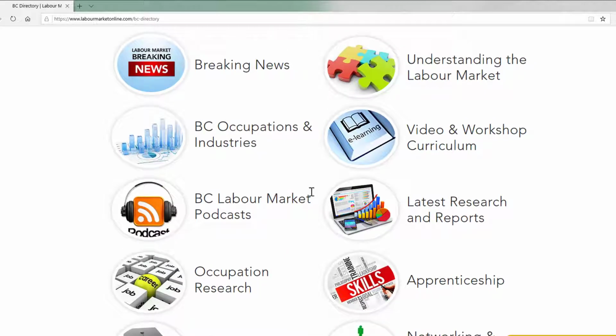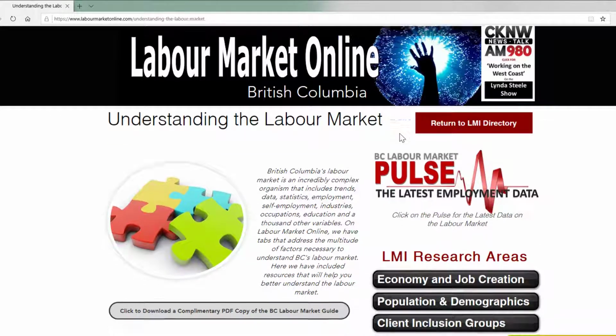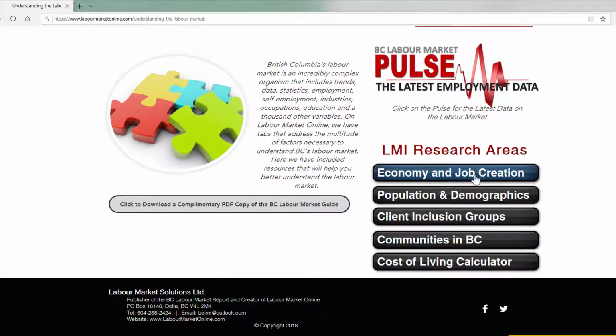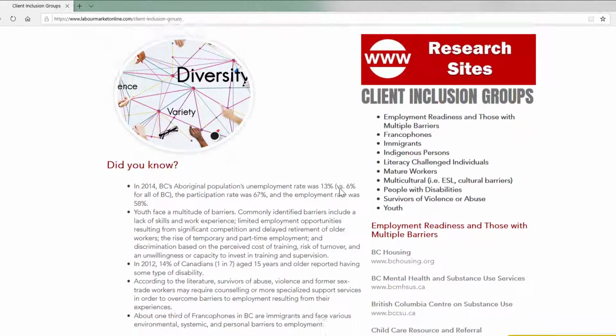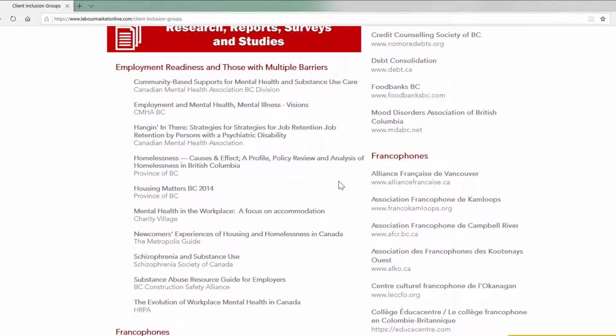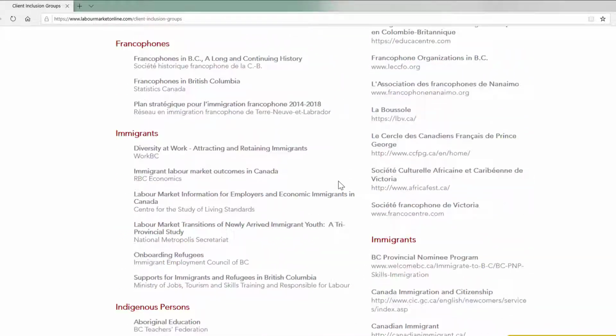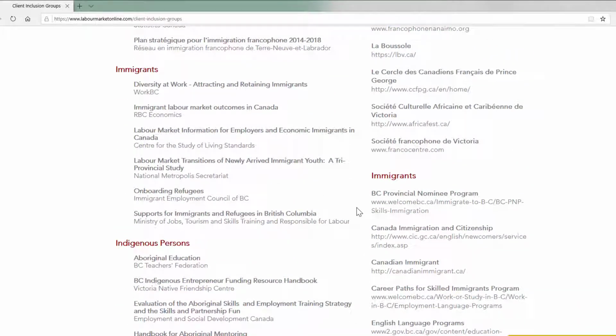And so if we're starting off and wanting to have a better sense of the labour market or sort of larger research that's out there, we can click on Understanding Labour Market Information, and we immediately have subtopics of the economy and job creation, population and demographics, client inclusion groups, communities in BC, cost of living calculator. And so we can click on any one of those, and suddenly we have immediate information divided up to employment readiness for people with multiple barriers, francophones, immigrants, Indigenous people. Each one of these is clickable.